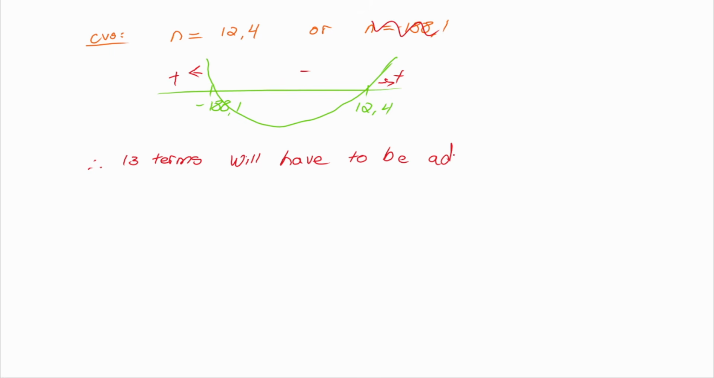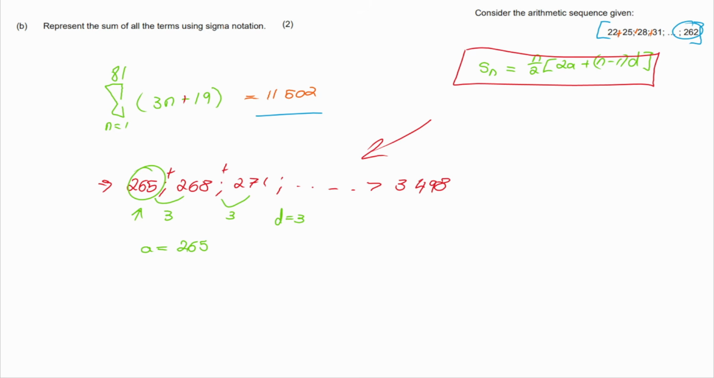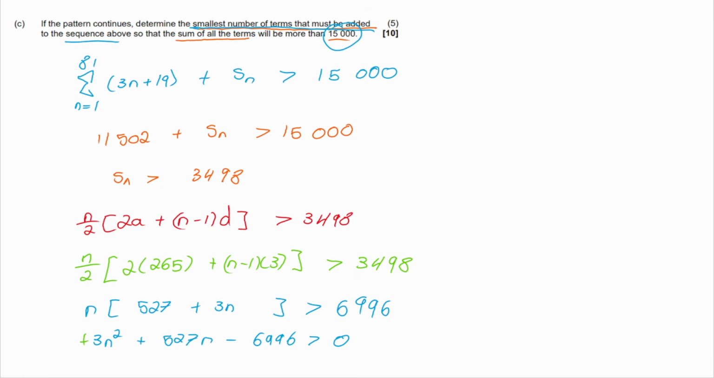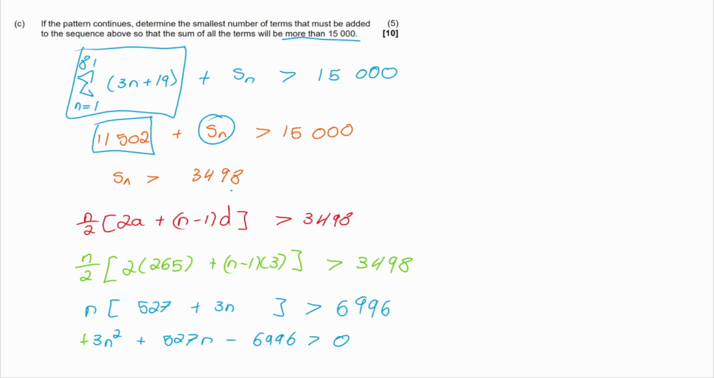Let's just do a quick recap over there. Let's read the question. We know that if we sum 81 terms, we get 11,502. But they don't want that. They want the sum of everything to be more than 15,000. So now we need to work out how many more terms we need to get us to 15,000. And we worked out that the sum of these terms needs to be more than 3,498.